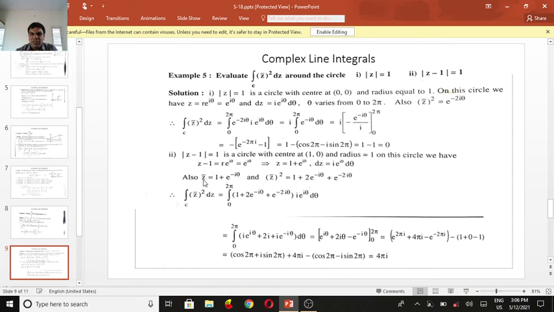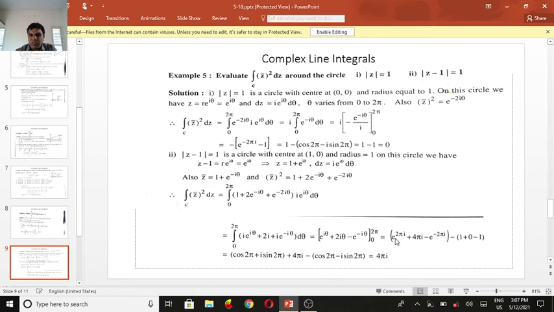Now I start integrating. Multiplying by i e power i theta, we get i e power i theta plus 2i e power minus i theta times e power i theta, which cancels to 1, plus i e power minus i theta d theta. Integrating, we get e power i theta plus 2i times theta minus e power i theta, from 0 to 2 pi. Evaluating, we get 1 plus 0 minus 1.